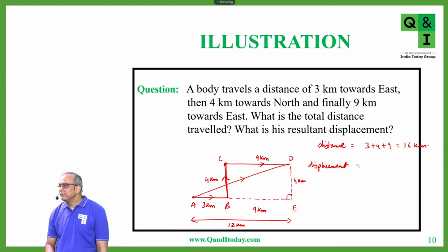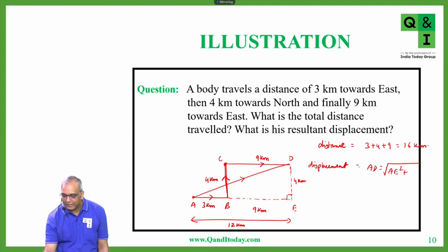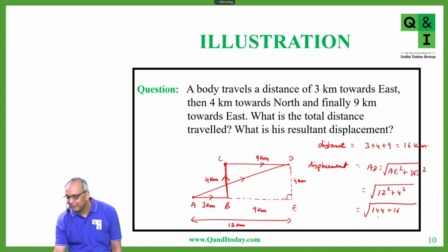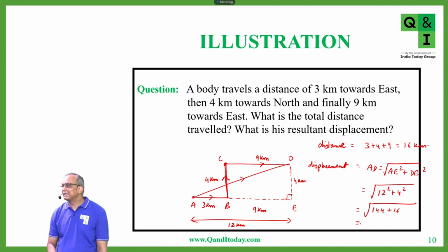So the displacement here is equal to AD, which is square root of AE square plus DE square. So which is square root of 12 square plus 4 square. Right? So 12 square is 144 and 4 square is 16. So 144 plus 16, if you calculate, this is root under 160.